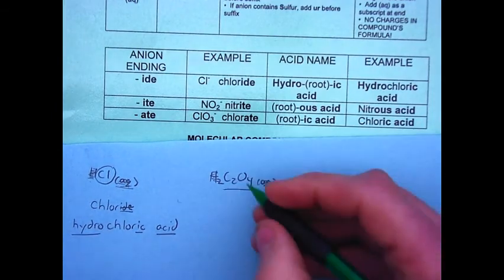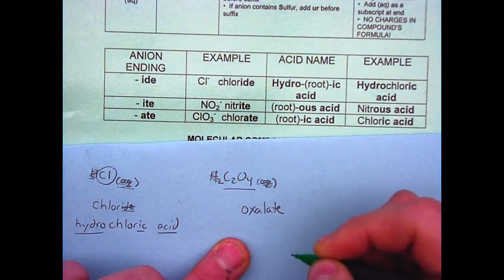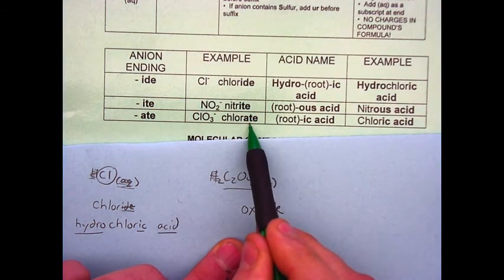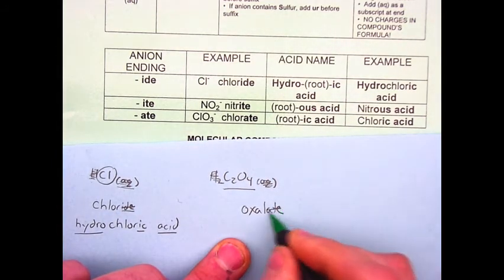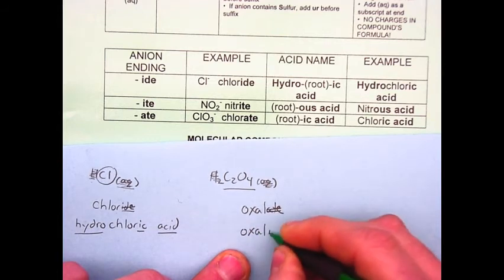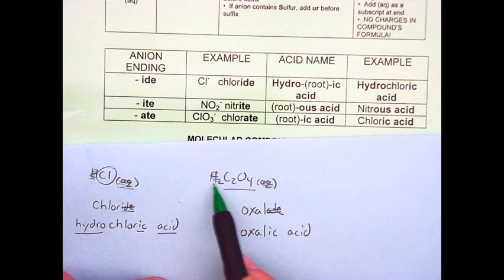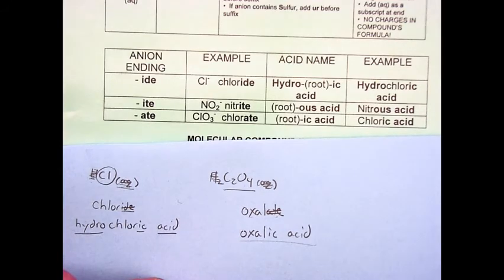So we take that name, oxalate, and we see, oh look, it ends in ate. We remove the ate and simply add ic acid. So we remove the ate and simply take the root name and then add ic acid. So for H2C2O4, the ion's name is oxalate, and it becomes oxalic acid.